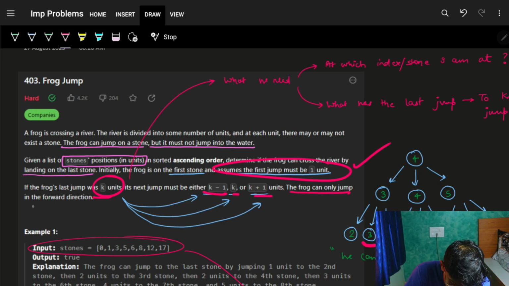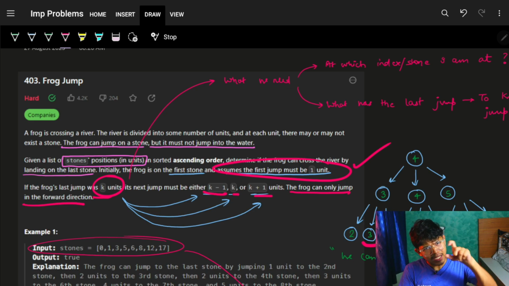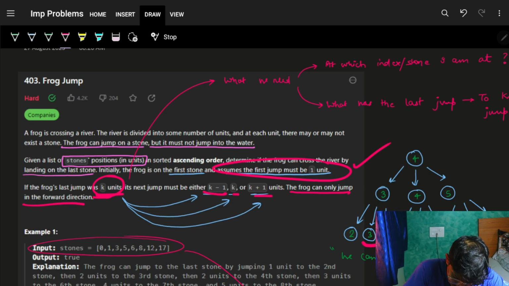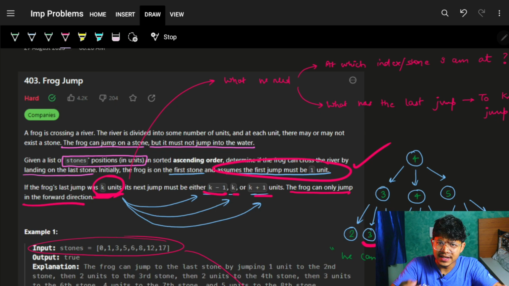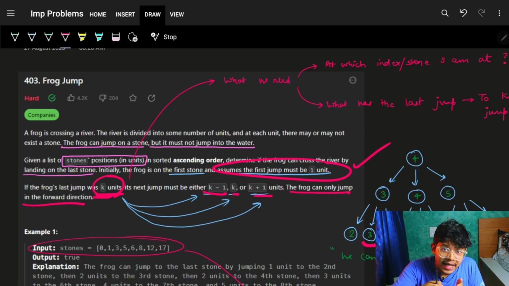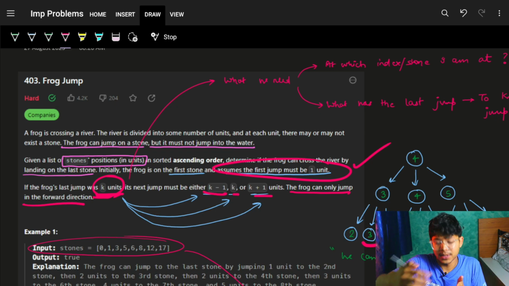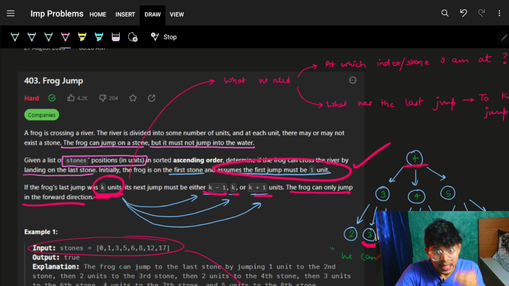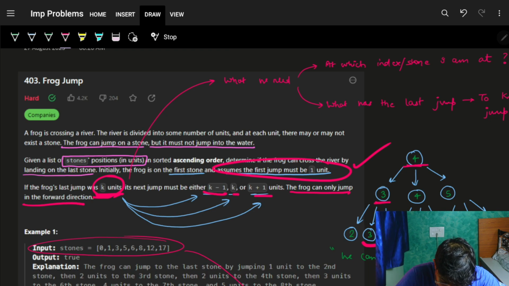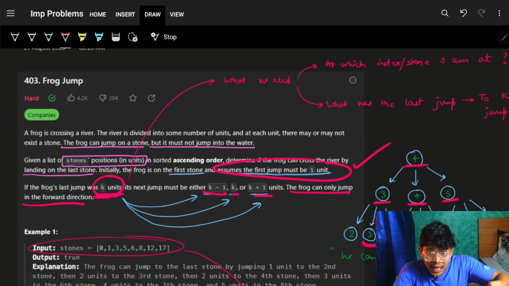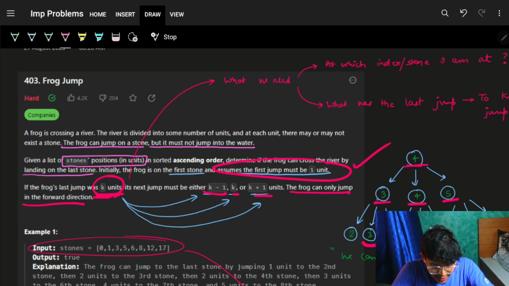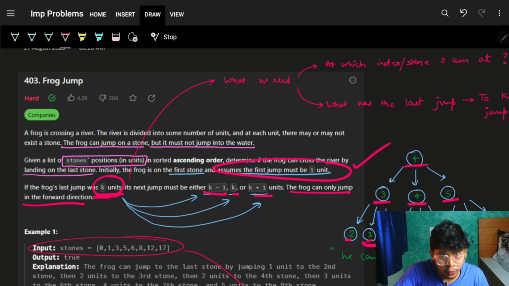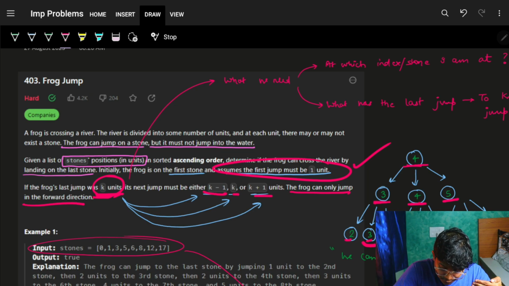Now the frog can only jump in the forward direction. If the k is, let's say, xyz, I can do the next jump as xyz minus 1, xyz and xyz plus 1. So if the last jump is 4, the next jump I can do is either 3, 4 or 5. From this 3 the next jump I can do is 2, 3 or 4. From this 4 I can do a 3, 4 or 5. From this 5 I can do a 4, 5 or 6.